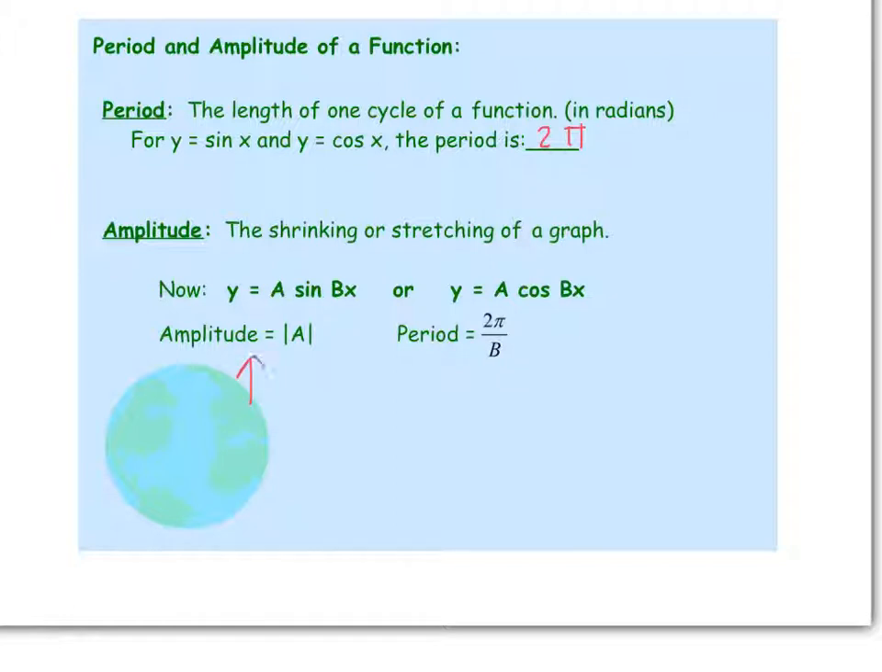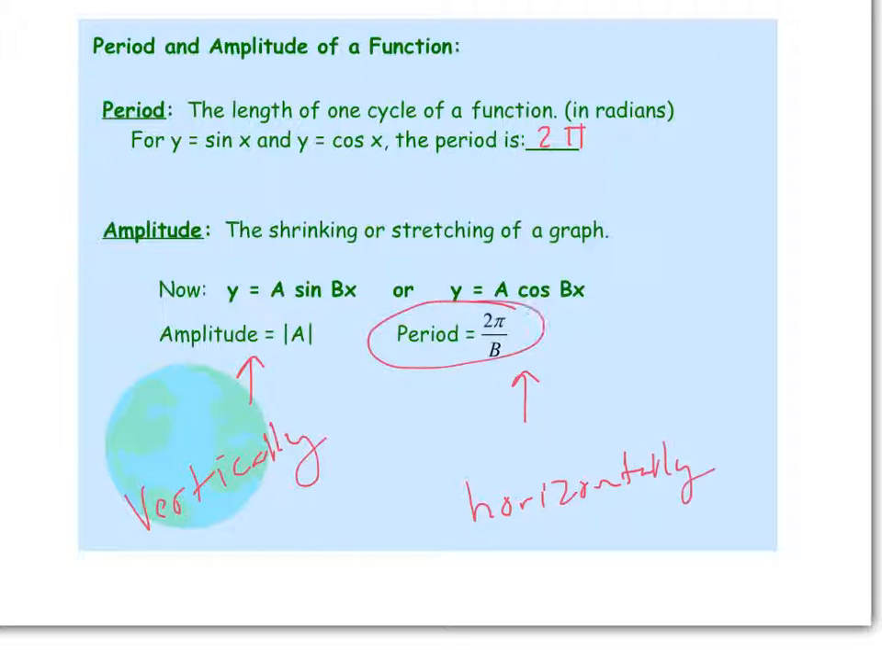Amplitude stretches the graph vertically. Okay, the period of the graph is really all about how it's stretched horizontally. Okay, that's related by this. The period length of a sine or a cosine graph is equal to 2 pi divided by b, where b is the coefficient in front of our x variable. Okay, the amplitude a is the coefficient in front of our trig function.